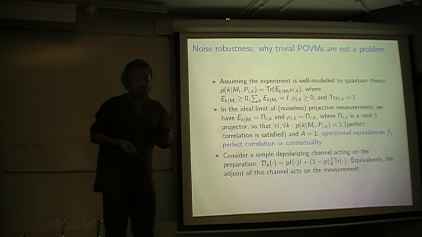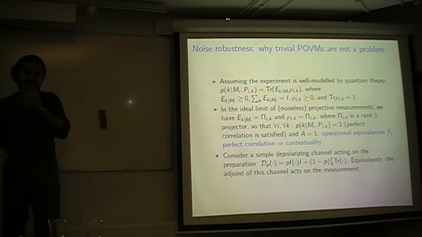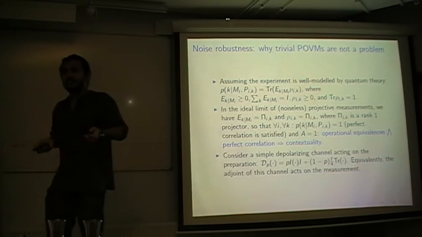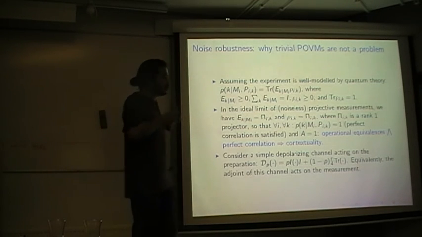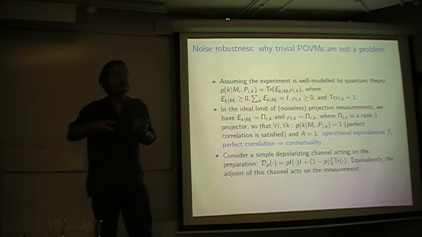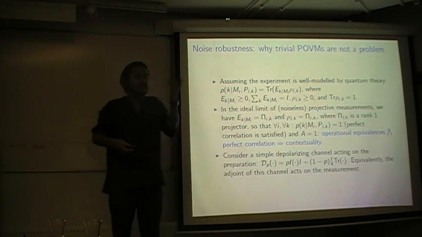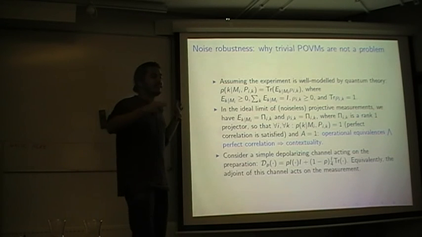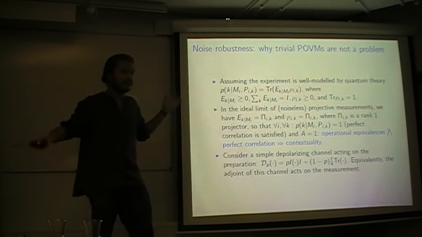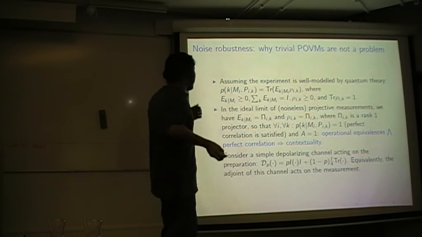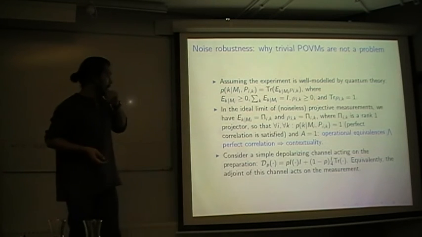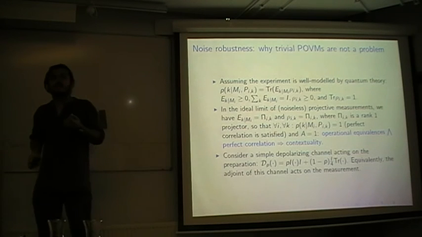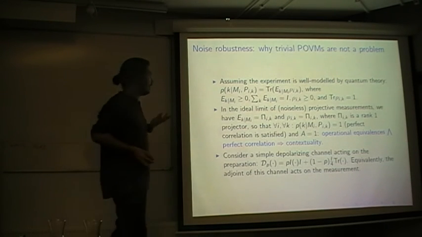So, noise level. This is the interesting part of this analysis: trivial POVMs are not a problem in this approach, which is usually a problem with the Kochen-Specker arguments, because trivial POVMs essentially allow you to realize any probabilistic model on a hypergraph, right? You can't draw that neat distinction between classical, quantum and GPTs if you allow trivial POVMs like that. So here let's assume that the experiment follows quantum theory, it's well modeled by quantum theory.